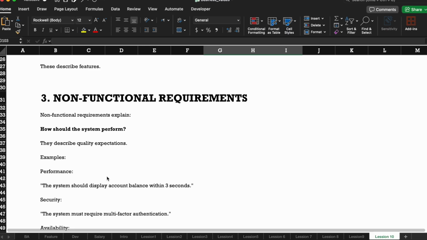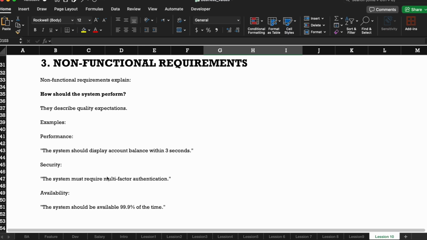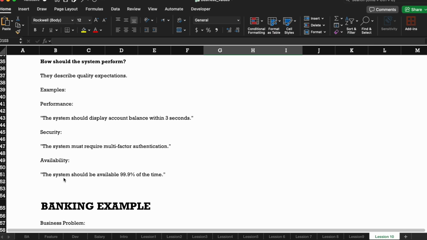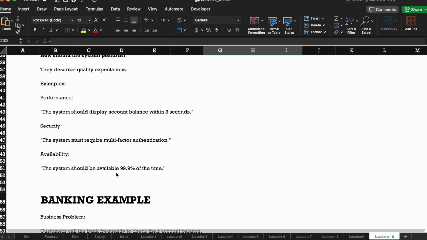They describe the quality of expectation. Performance: the system should display account balance within 3 seconds. Security: the system must require multi-factor authentication. Availability: the system should be available 99 percent, almost like every time the system should be available.